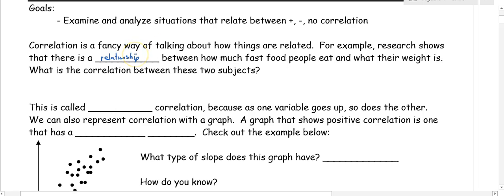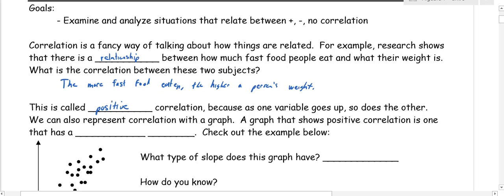So think about what you've talked about in health class and seen in commercials and read about, that the more fast food consumed or eaten, the higher a person's weight. So this is going to be called positive correlation, because as one variable goes up, so does the other. So the more fast food that you eat, the more the weight is going to go up.